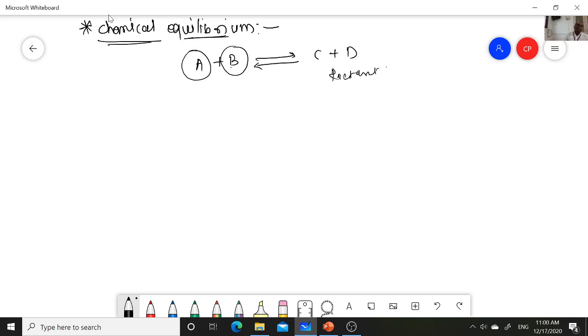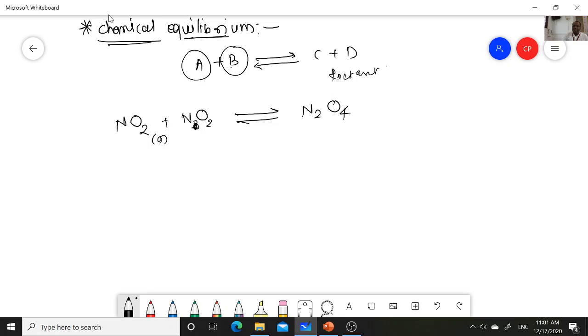For example, if we mix together NO2 gas plus NO2 gas, there is a formation of N2O4.